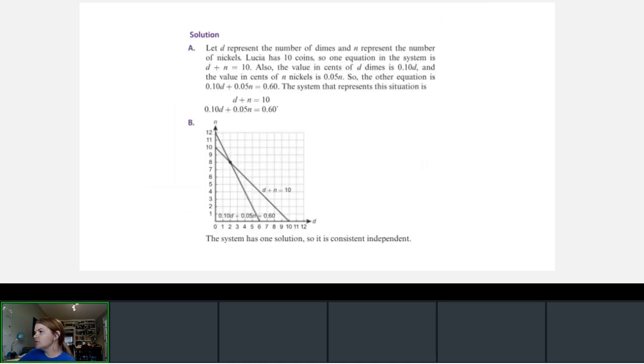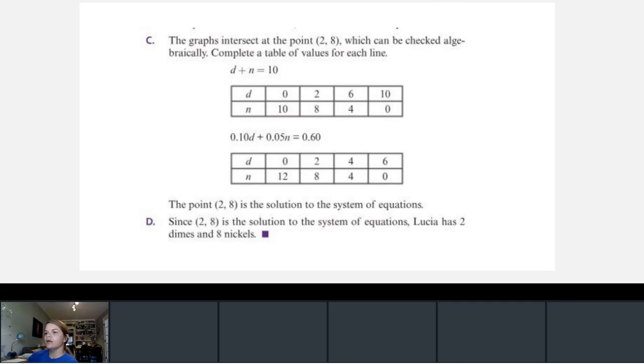Okay, I want to do another one with you that is a table. If you get a table of values, if you see the same ordered pair up here, so this would be your x and your y, if it has the same point, that means that they intersect. So therefore, it would have one solution. And that is all that I have for you for this lesson.